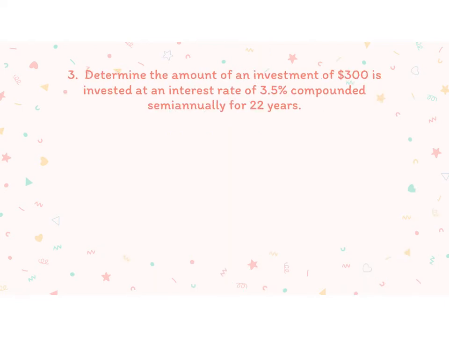All right, let's try another one. So determine the amount of investment of $300 invested at an interest rate of 3.5% compounded semi-annually for 22 years. So here's my principal amount. Here's my interest rate. I got to move that back 2 places. So 0.035. Semi-annually is 2. And then T is 22 years. Okay, so let's plug this into our equation.